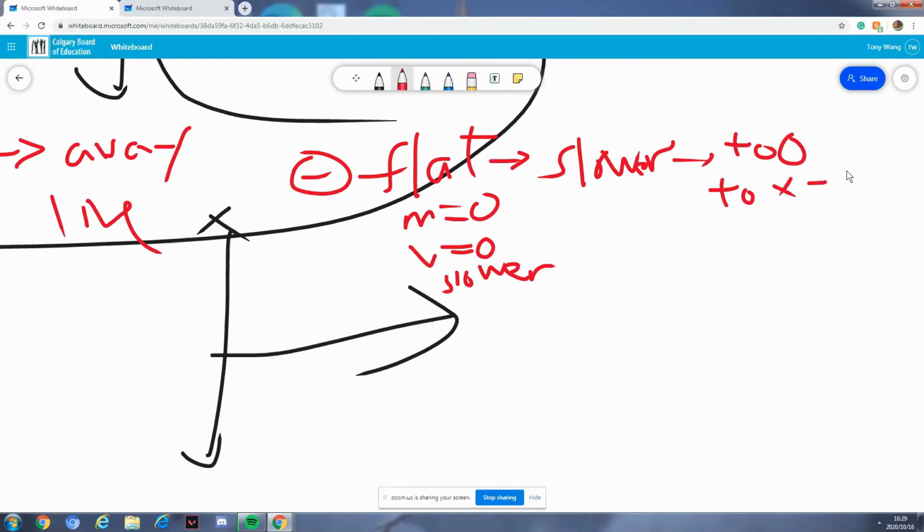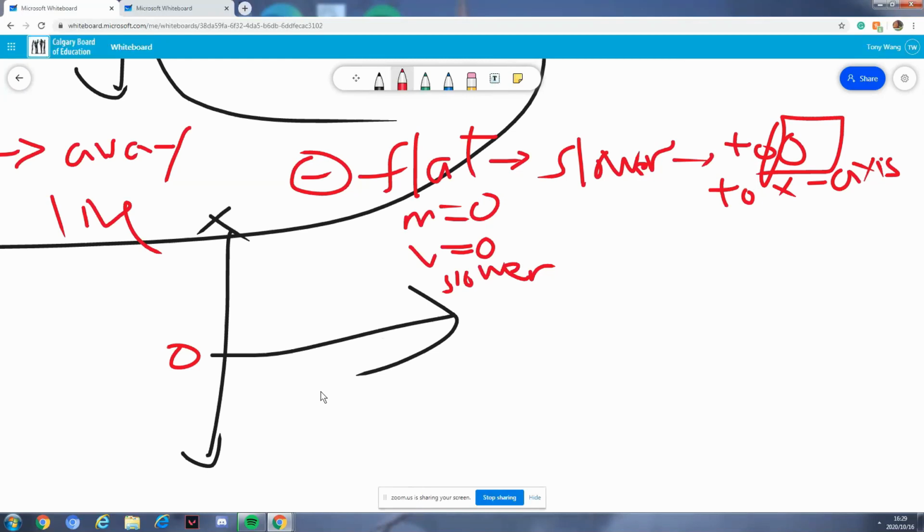So this is a concept you need to understand, that slower means not moving. So that means it goes to 0 if it's not moving. And 0 is the value of the x-axis. So how would it look if it's going to the x-axis?